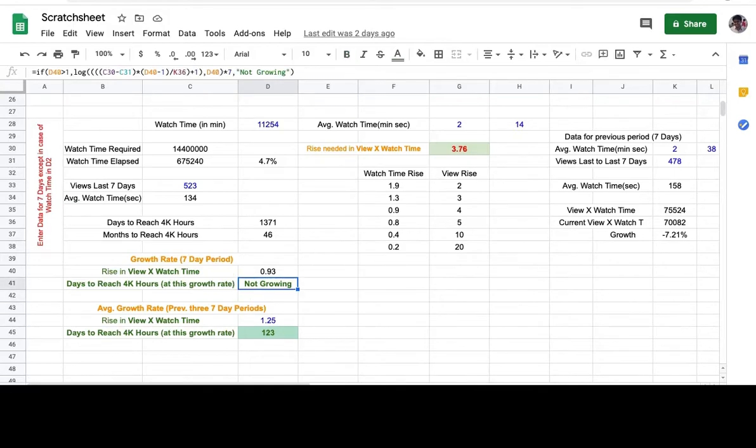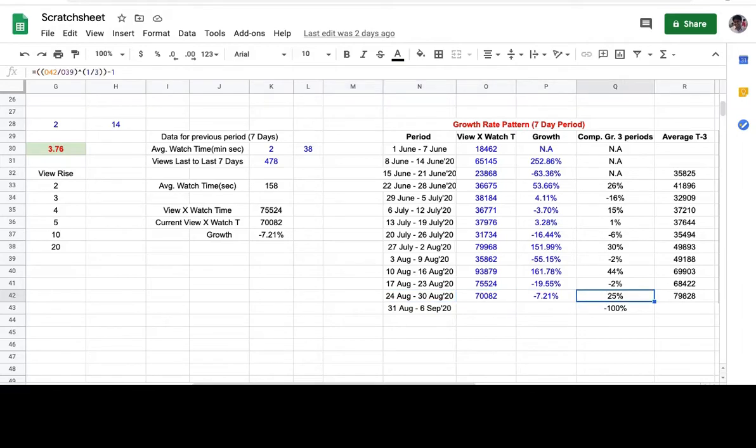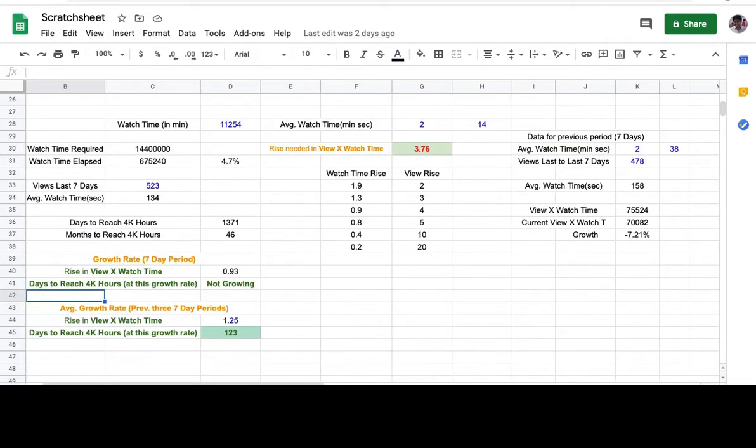So over here I have put in a conditional formula which will calculate as per compounded growth. For the last 3 periods, in the most recent period, I have grown by 25%. So if you put in that number over here, 1.25, I get 123 days. That looks good, promising. So if I grow at a 25% rate, I'll take 123 days, or roughly 4 months.